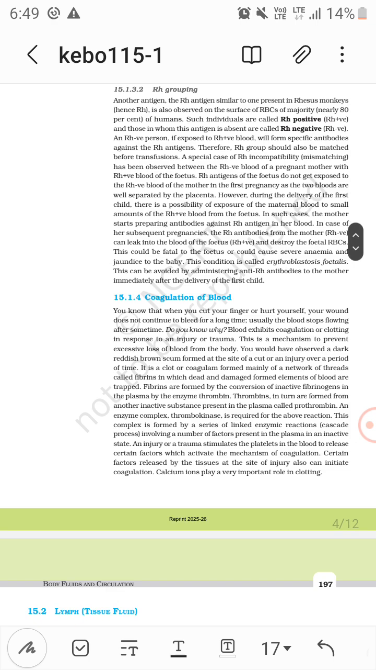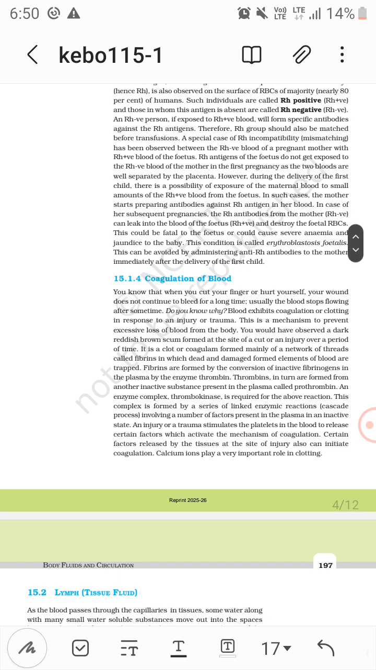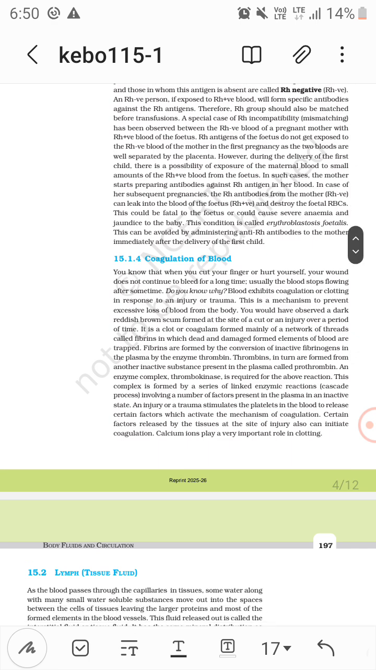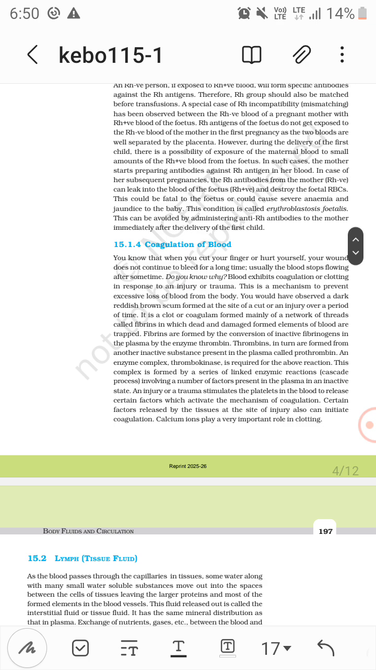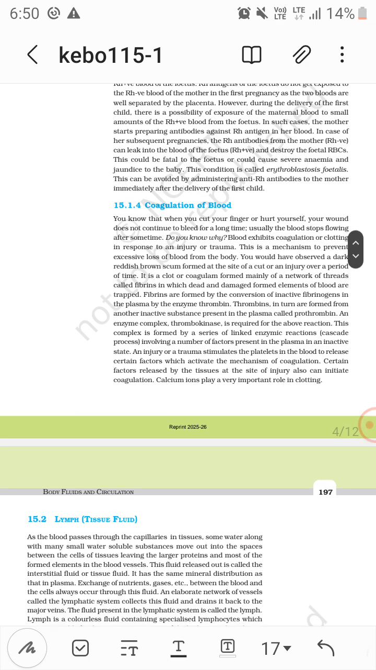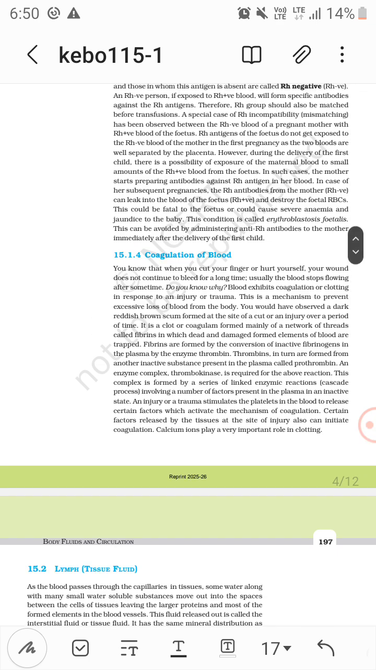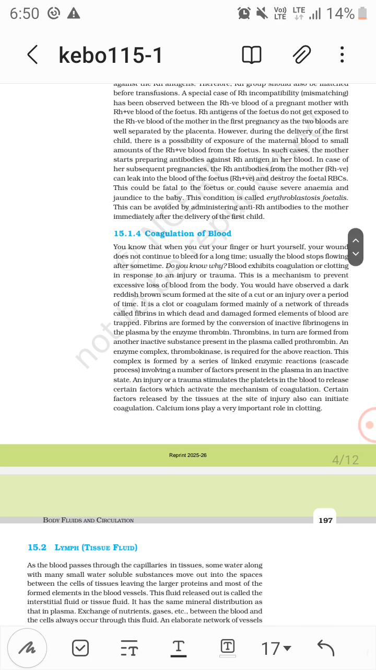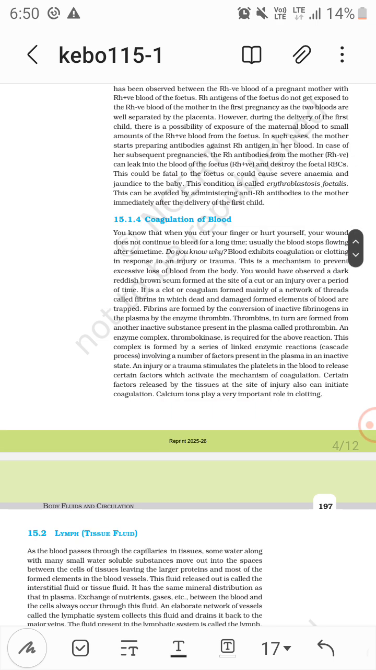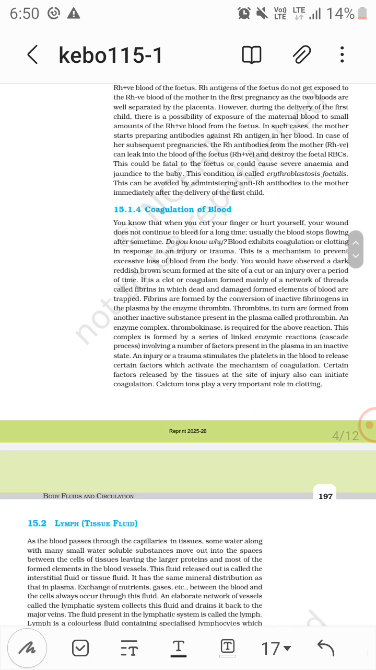when the blood comes into the mother's body, it makes antibodies against the Rh positive of the fetus. So during the second pregnancy there is a possibility that these antibodies can kill the Rh antigen of the fetus. So this is erythroblastosis fetalis, which causes severe anemia and jaundice in the baby. And this case occurs when the mother is Rh negative and the fetus is Rh positive. So that's it.